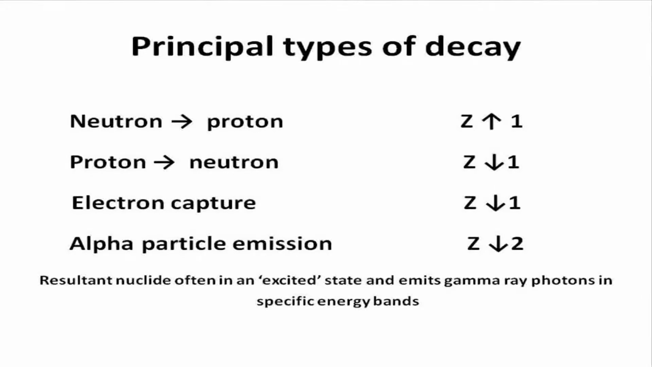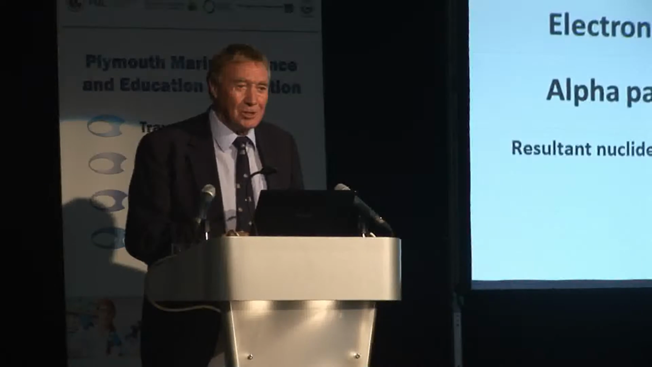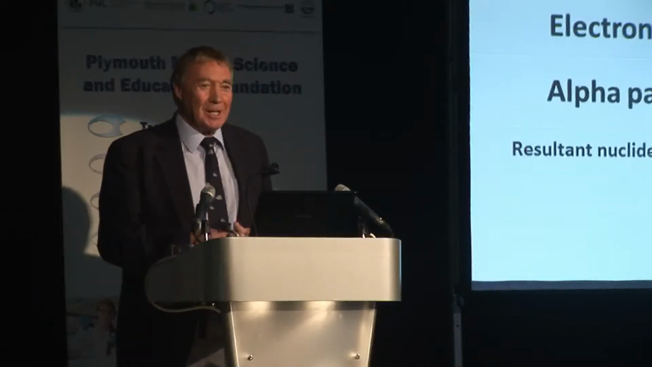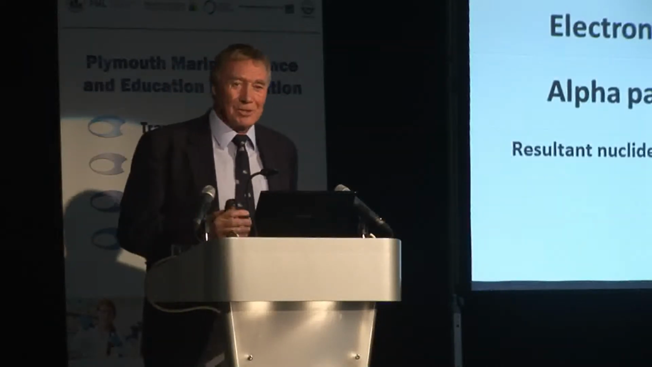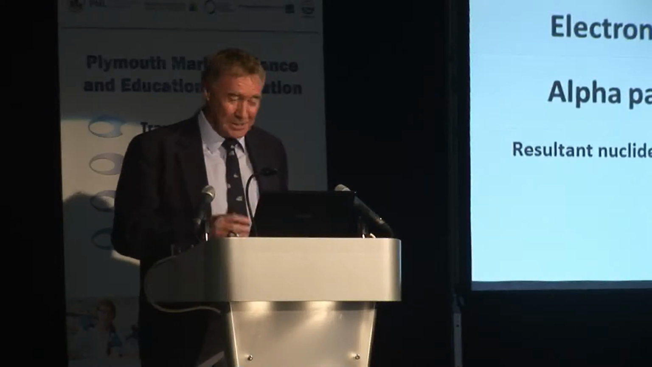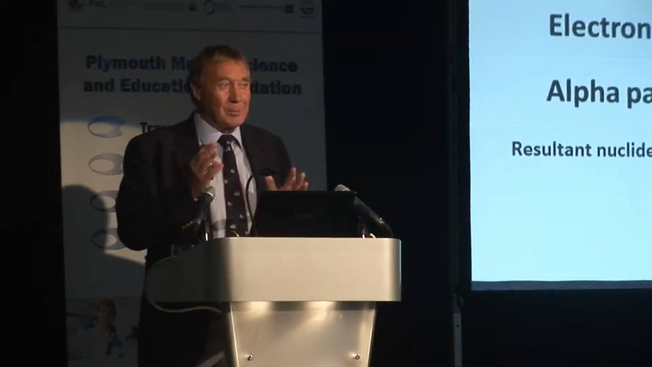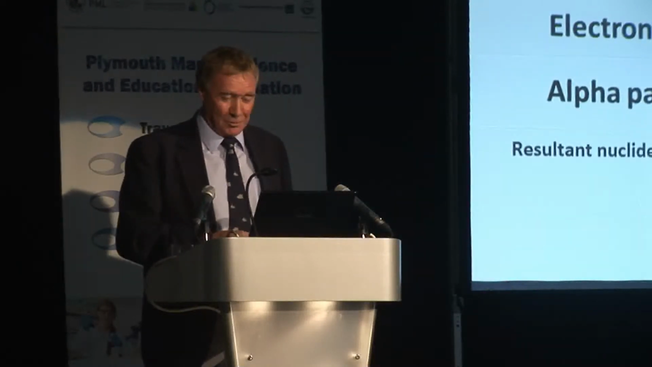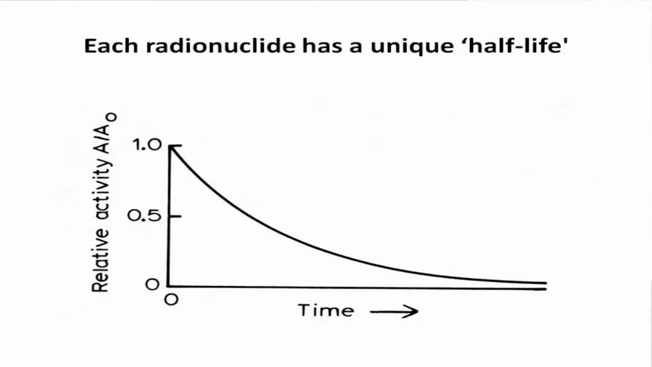And just to summarize that lot, we've got a neutron going to a proton, proton to a neutron, the electron capture and spitting out an alpha particle. This usually results in quite an excited atom, and I can see you're quite excited yourselves just listening to all of this. And these excited atoms then get rid of this excess energy by emitting gamma rays. And they emit gamma rays in very precise energy bands, and that's extremely useful in measuring them.